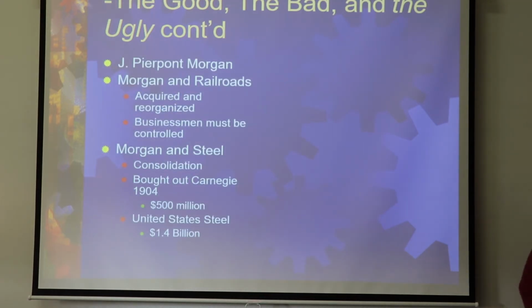Basically, Morgan acquired and reorganized one railroad after the other. This stability helped both the economy and the public. Indeed, Morgan believed that businessmen had to be controlled or it would lead to anarchy.